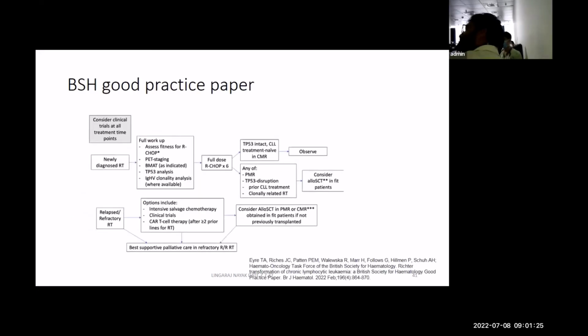How do you treat? There is a nice BSH good practice paper, because when you don't have evidence in something, you see this nice good practice paper from BSH coming. There are a lot of situations where you see this. It is a consensus recommendation guideline, you can say. Typically these patients should be treated with an R-CHOP-like regimen, but the decision about transplant you have to take based on their fitness, the presence of TP53, and the response to chemotherapy, right?